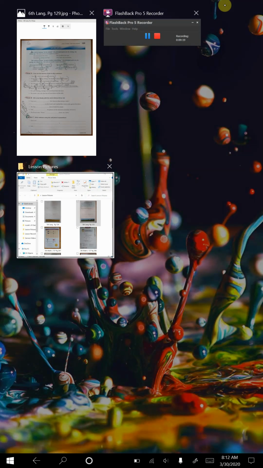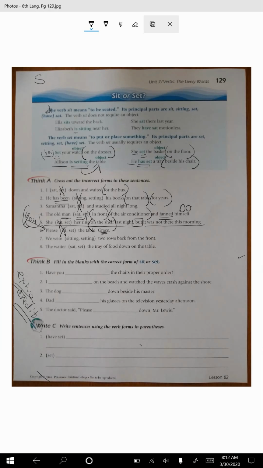All right, again, I touched the bottom. We were sitting two rows back from the front. Let me get rid of this. Okay, we were sitting. We weren't setting, we were sitting. And if you were labeling this, we were sitting is the whole verb.